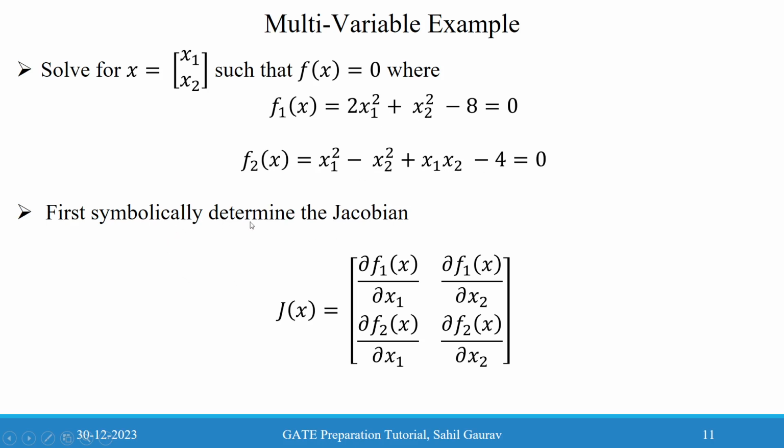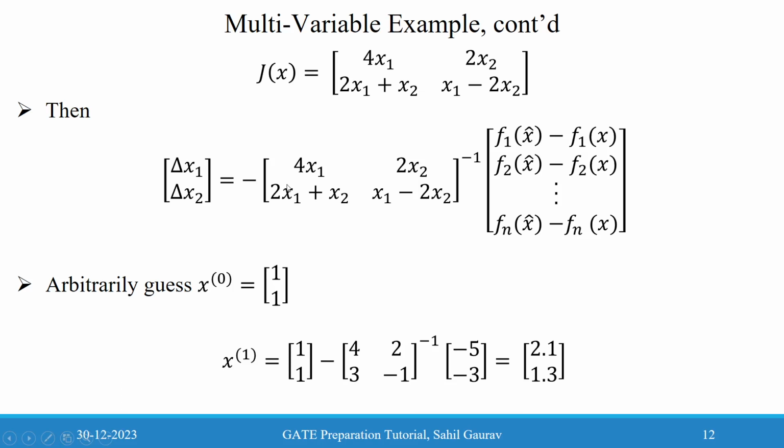First, symbolically, we have to determine the Jacobian. So in the Newton-Raphson method for a multivariable problem, we first have to determine the Jacobian matrix. That is del f1 by del x1, del f1 by del x2, del f2 by del x1, del f2 by del x2. Upon finding this Jacobian matrix, you will get 4x1, 2x2, 2x1 plus x2, x1 minus 2x2.